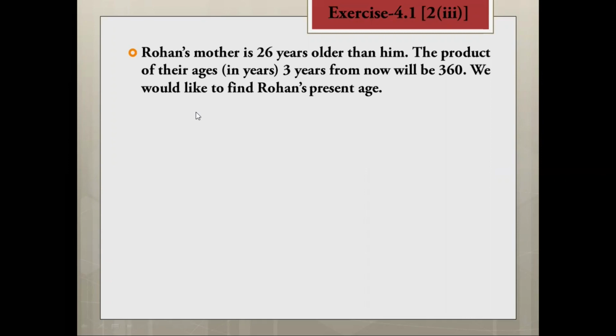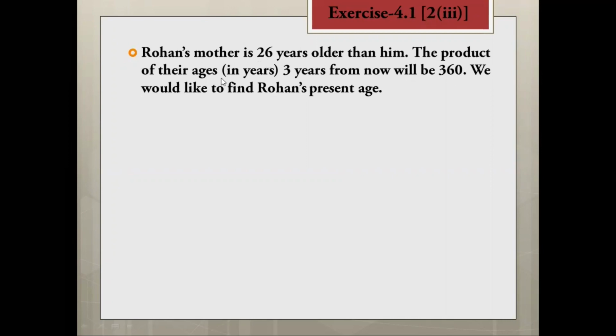Very important question. The question is, Rohan's mother is 26 years older than him. The product of their ages in years 3 years from now will be 360. We would like to find Rohan's present age. So here we are just going to represent it mathematically. Okay. So let us suppose Rohan's age is x years, and then his mother's age will be, because she is older than him, क्या हो जाएगी value? x plus 26. And what is given?